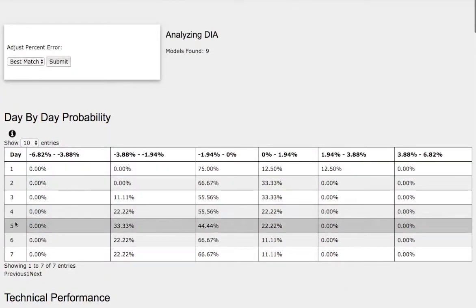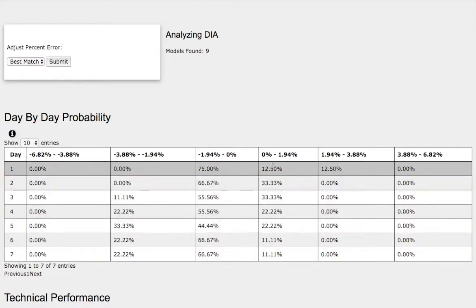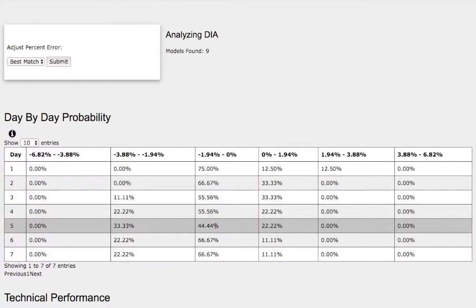As we progress to the 5th day or a week of trading, we have a 22% chance for the Dow Jones to climb between 0 to 2%. And to the downside, we have a 44% chance for it to fall between 0 to negative 2%, and a 33% chance for it to fall between negative 2% to negative 4%.